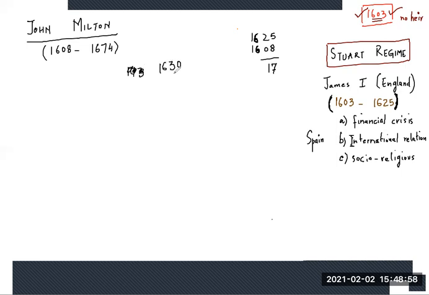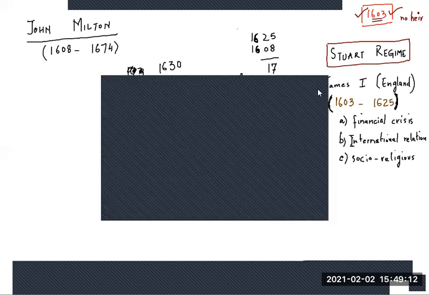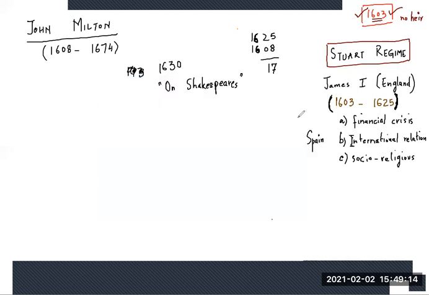1630 is when he begins writing, and the first thing he writes is on Shakespeare. The poem is called On Shakespeare. So he may not be writing when James I is ruling, but he knows how the story was during the time of James I because he wasn't too young that he would not understand what was happening around at that time. People would get married at that age. Shakespeare himself was married at the age of 18.